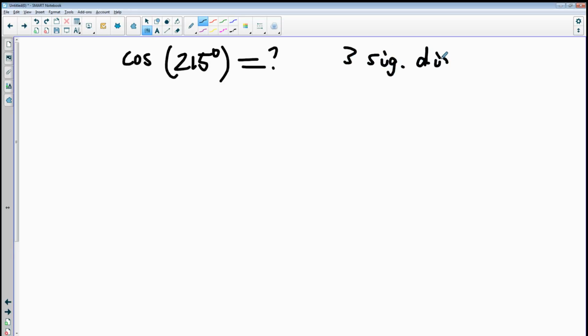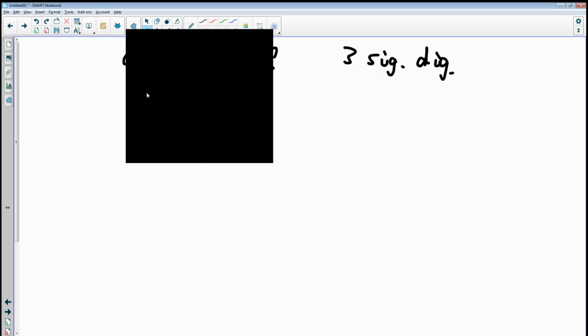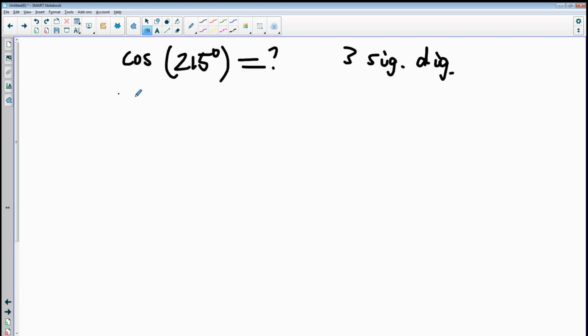So let's see, what is cosine of 215 degrees? Let's round it to 3 sig digs. I'll keep this short because there'll be plenty of practice coming up. First, let's sketch the angle. 215 is just a little bit bigger than 180. The reference angle is our favorite friend, 35 degrees. That's my theta r. And the whole angle is 215 degrees.